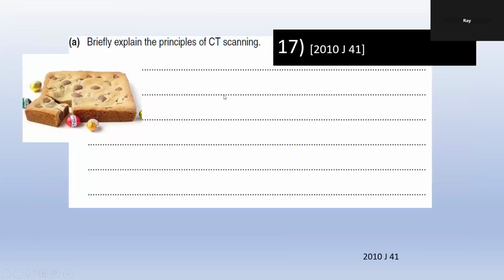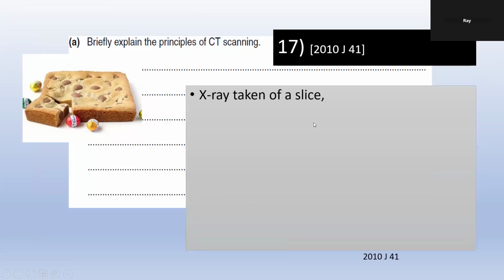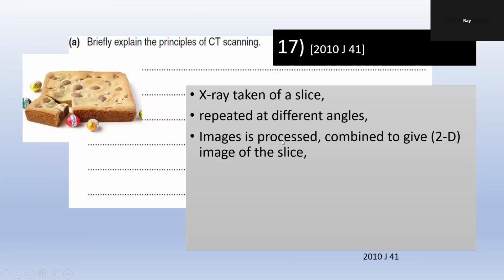Memorize this one. Briefly explain the principle of CT scan. This one came out in 2010, May/June, paper 41. X-ray is taken of a slice, like a bread slice, repeated at different angles. These are all different marks they will give you. Images are processed and combined to give a 2D image of the slice.